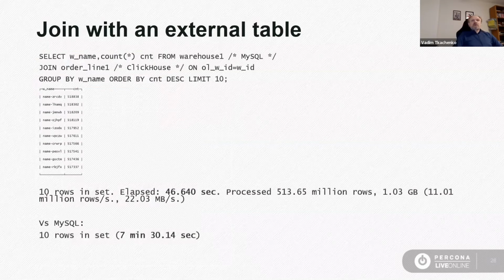And then you can perform a join query, where in this case we join order line with warehouse. Order line is stored in ClickHouse, and the warehouse dimension table is stored in MySQL. And you can see, well, this is a little bit heavier query. It took 46 seconds for ClickHouse to process, but if you run this query plainly in MySQL, it takes 7 minutes 30 seconds. That's an improvement I will take any day.